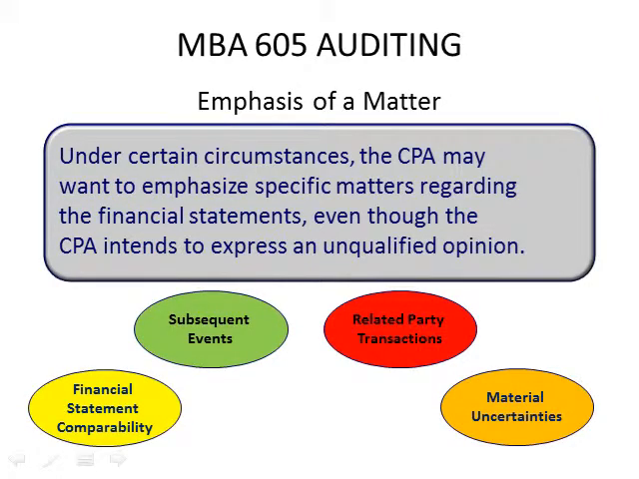When we talk about an emphasis of matter, again, these are all unqualified opinions that have some modified wording, explanatory paragraph, or emphasis of matter. And where an emphasis of matter happens is where the CPA may want to emphasize specific matters regarding the financial statement, even though the financial statements are fairly presented and an unqualified opinion is appropriate. And examples of these specific or certain instances would be financial statement comparability or subsequent events, related party transactions that may have influenced operating results, or material uncertainties.